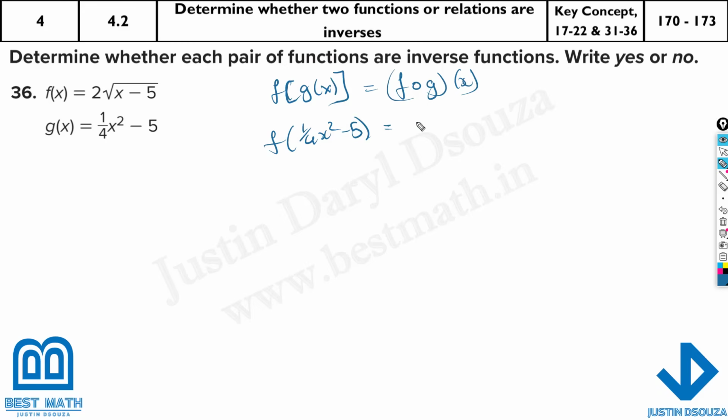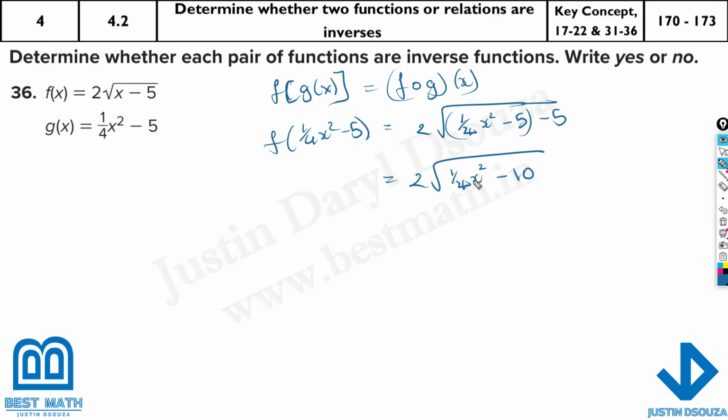That is equal to 2 square root 1/4 x squared minus 5 minus 5. Look here, this entire thing goes over here instead of x. Now this entire thing is x squared, but then there's minus 5 already. So 2 square root, 1/4 x squared. Now this is minus 5 minus 5, it's going to be minus 10.